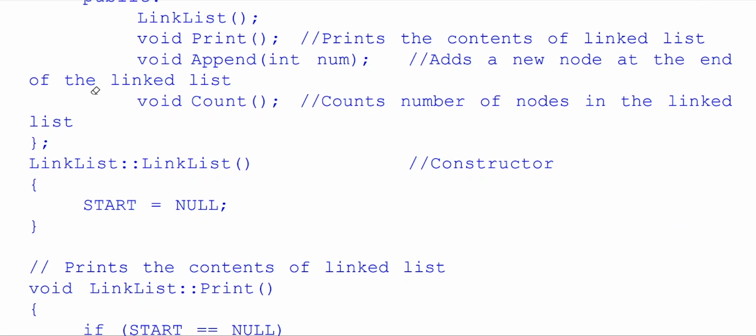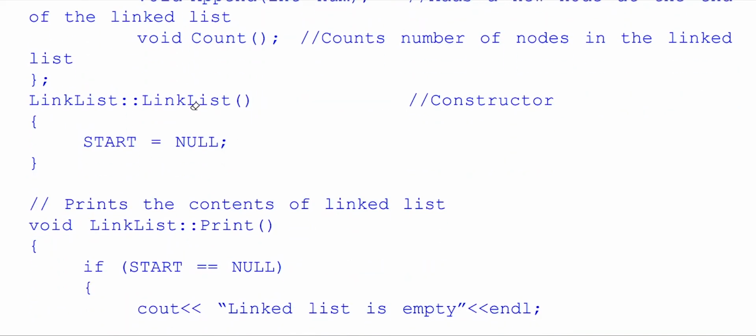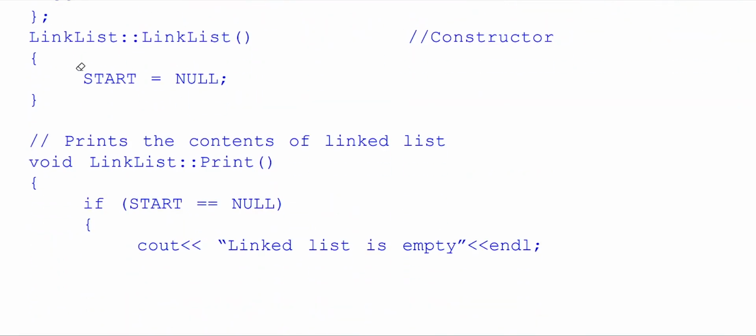So there are four member functions: one constructor, one for printing the contents of the nodes of the linked list, one more for appending, adding one more node into the linked list at the end, and one more for counting how many nodes there are. What we are trying to do here, I'm taking a very simple one. Before I start, we have to initialize.